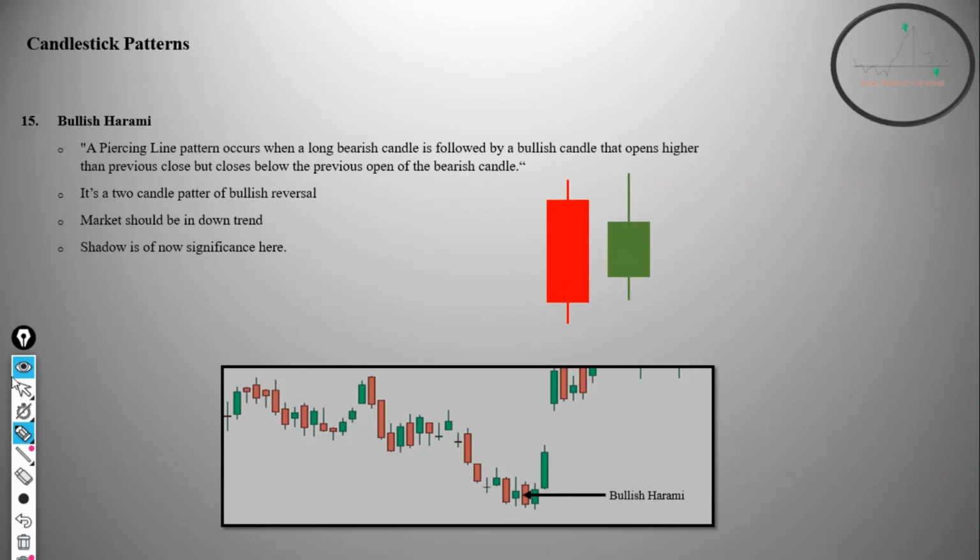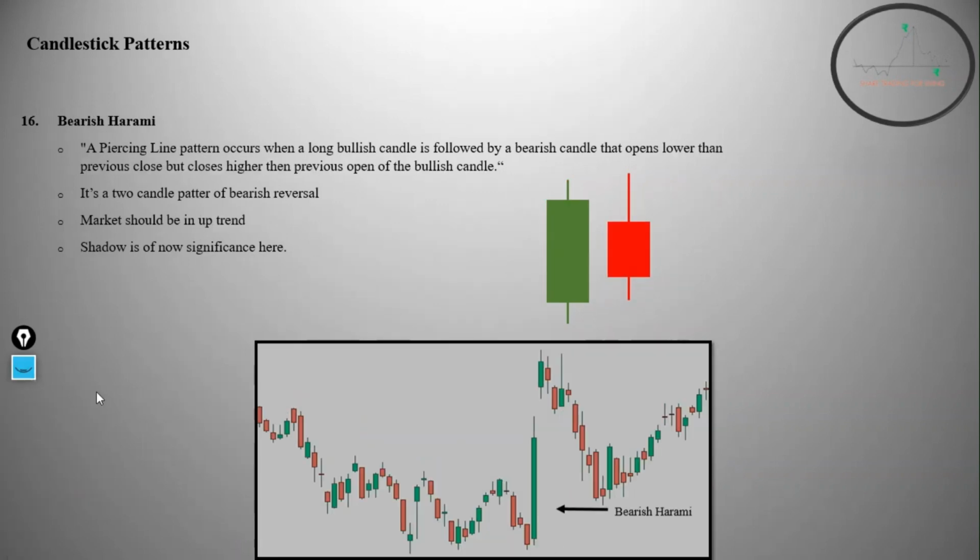So shall we move to the next pattern? The next pattern is bearish Harami. Like bullish Harami, which happened in a downtrend, the bullish Harami is the reversal. So there is a downtrend, then the candle happened, and then the market moved up.